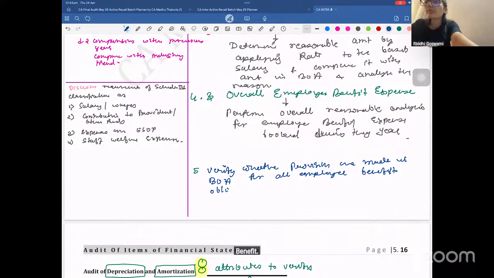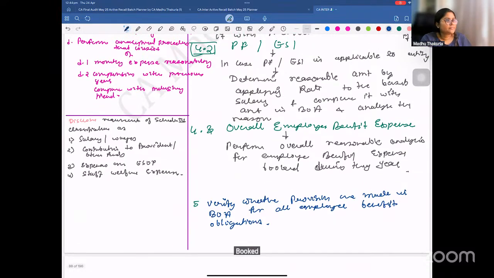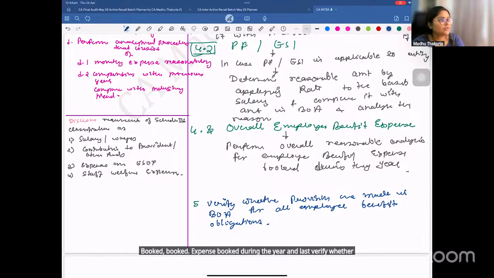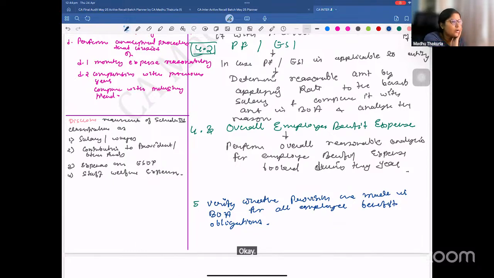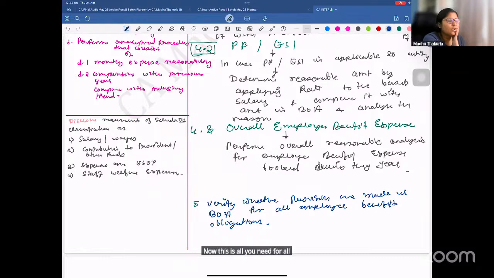Ma'am, what is the word during the year? Expense booked during the year. And last, verify whether provisions are made in books of accounts for all the employee benefit expenses. Now, this is all you need for your exams.